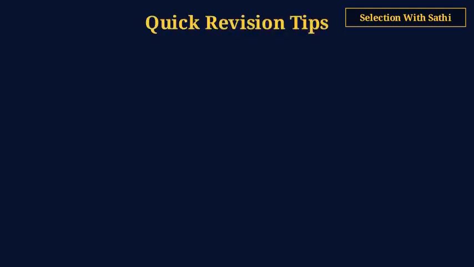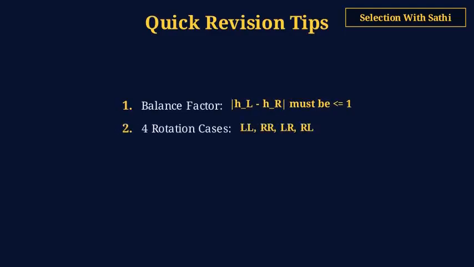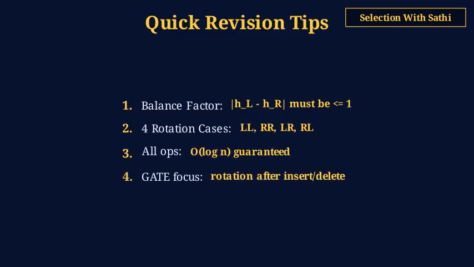Quick exam tips. First, balance factor must be -1, 0, or +1 at every node. Any violation means a rotation is needed. Second, after an insert, at most one rotation, single or double, fixes the tree. After a delete, you may need rotations at multiple ancestor nodes.